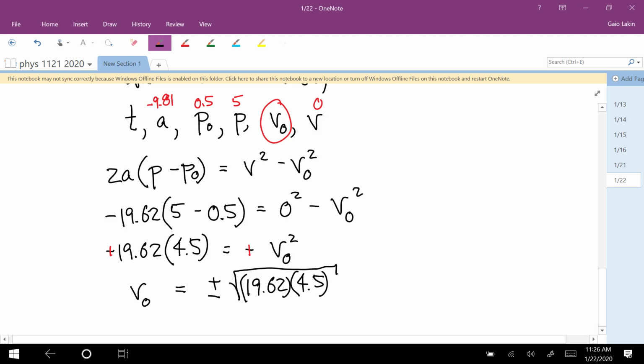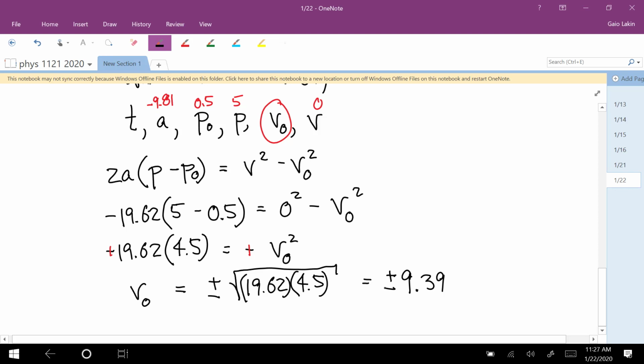Okay, so what's that number? Yeah, and then the square root. Okay, 9.39. And this is plus or minus. Okay.